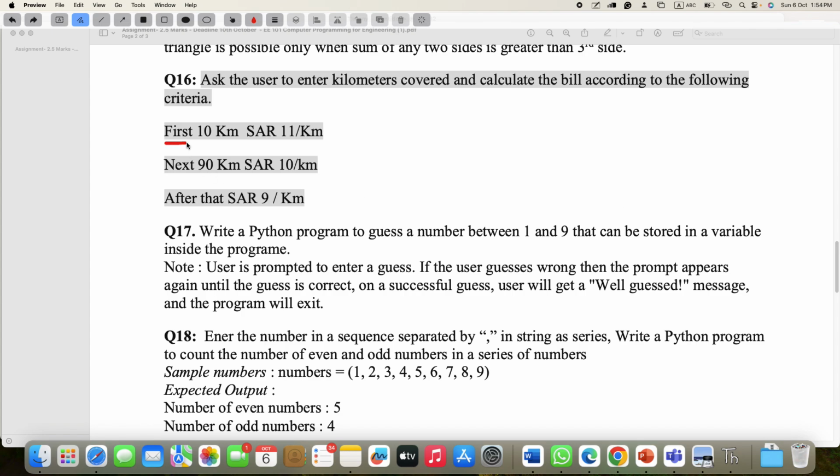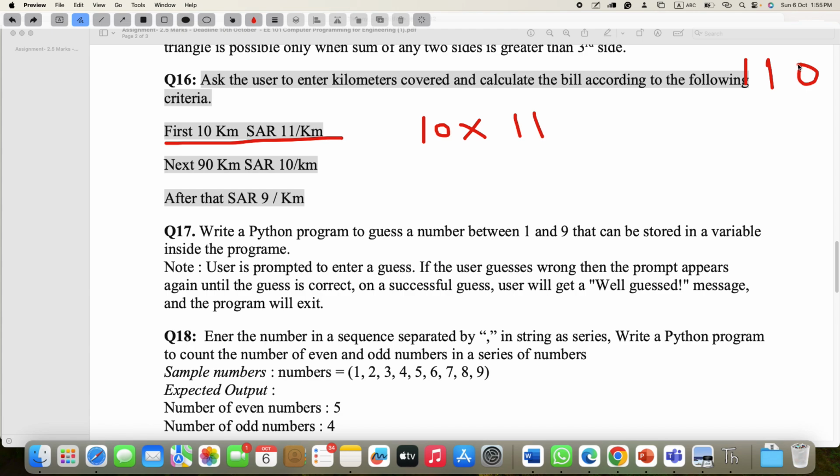Now let me ask you a question here. If you have driven 110 kilometers, how many of those will be multiplied by 11? The first 10, right? The first 10 will be multiplied by 11, because that's what it says. Out of what? Total 110.